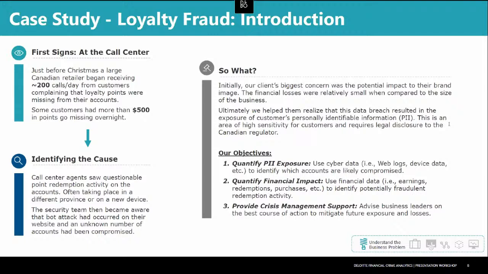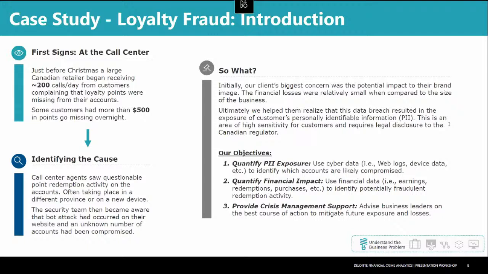They saw this huge uptick in their website activity. So they knew that there was some attack happening on their website, but beyond that, they had no idea as to the scale of the problem. Only the people that had called in, they knew about. Everyone else they were blind to, basically.